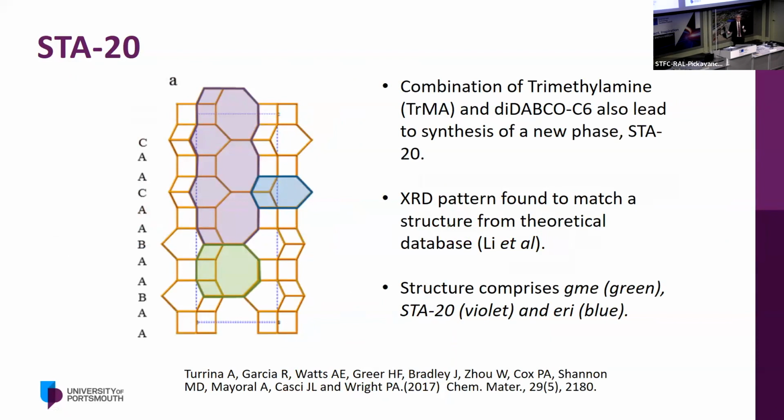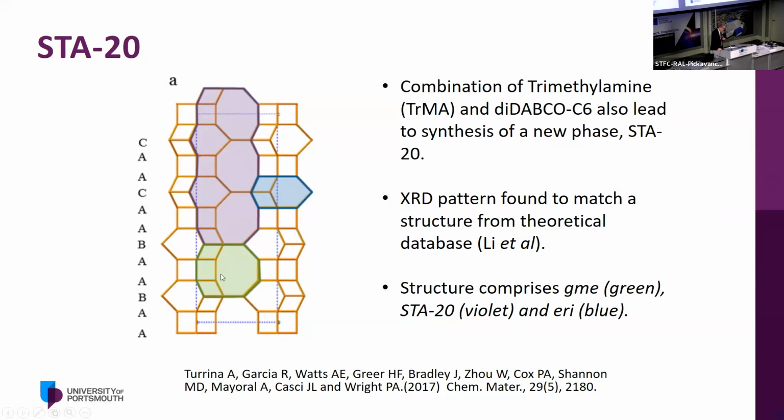Always expect surprises when you're making zeolites, perhaps is the message here, because one of the things that Paul's group found was that you can use the C6 template and the trimethylamine, and you can make a completely different structure, that of STA-20. You may look at this structure and it's quite nice. They synthesized it, and then they found the X-ray pattern matched one structure from a theoretical database. So the structure was solved in that way.